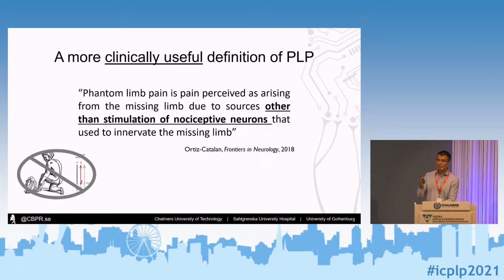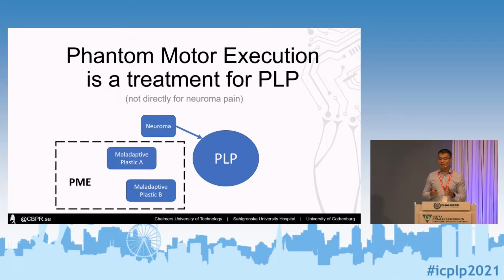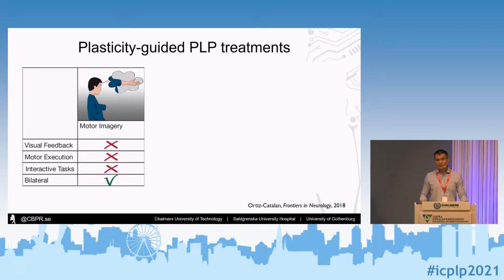So the whole point of making this distinction is that we separate this rather non-source of phantom limb pain from what we try to address, because what we're looking at here, PME, is really addressing the other, more maladaptive plastic changes. That is the purpose of this therapy. So it's a plasticity-guided therapy that falls into that category. But of course, if there's a neuroma there, it might still produce phantom limb pain every time you mechanically stimulate it.